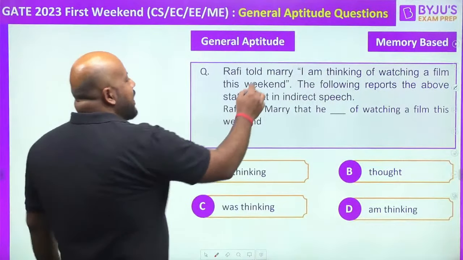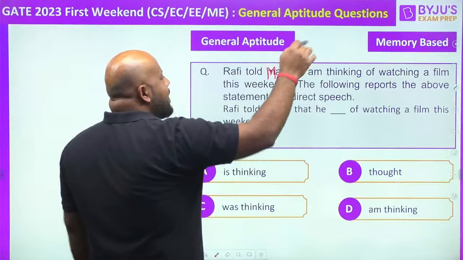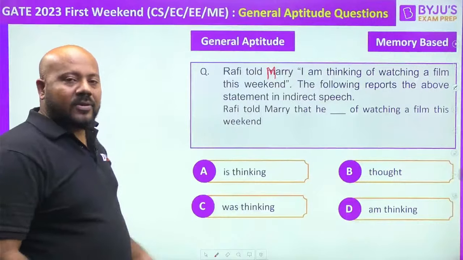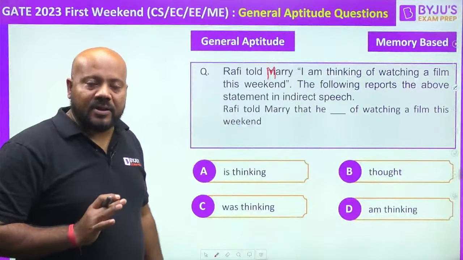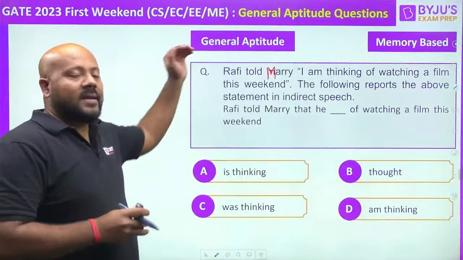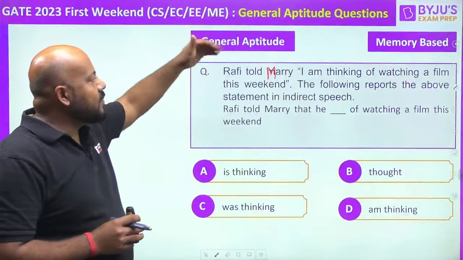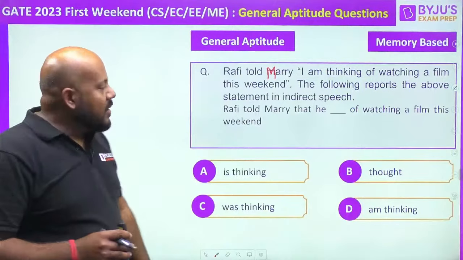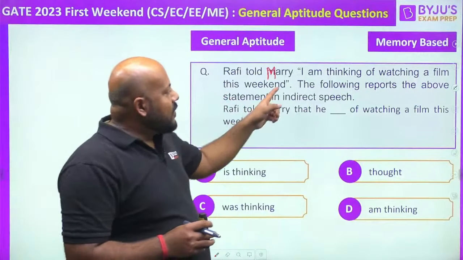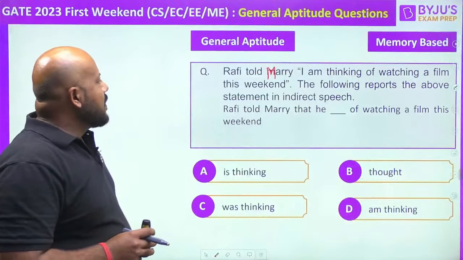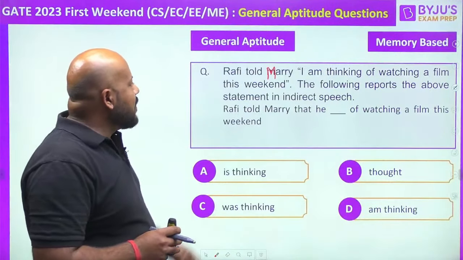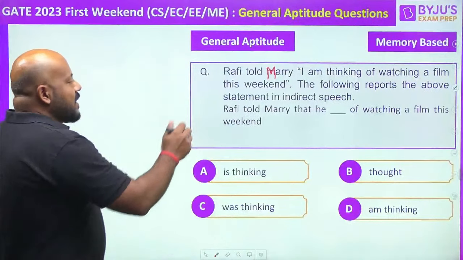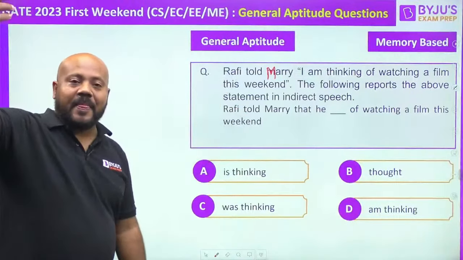Rafi told Mary, I am thinking of watching a film this weekend. Okay, so this is a direct conversation. Rafi is standing in front of Mary and telling Mary, I am thinking of watching a film this weekend. Now the question asks to report the above statement in indirect speech. In the indirect speech, how are you going to write it? Rafi told Mary, indirectly.